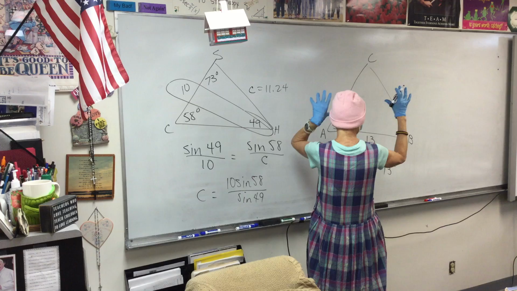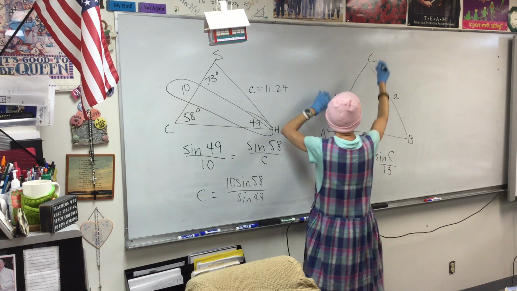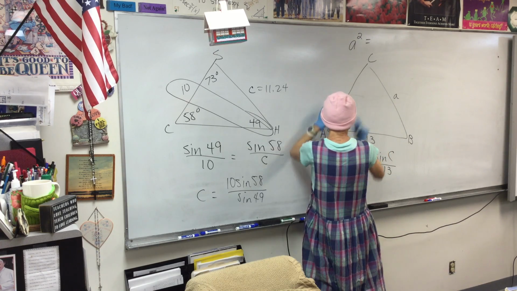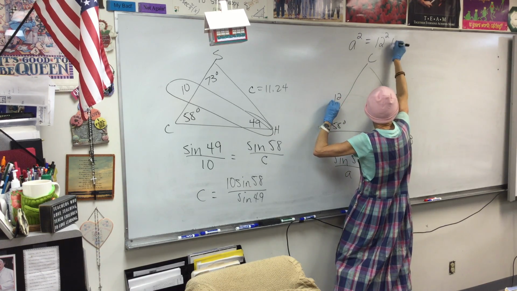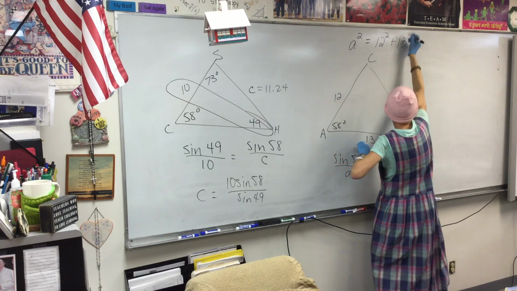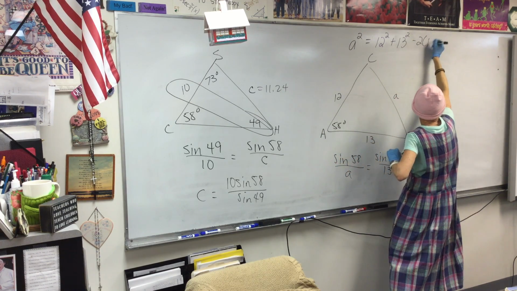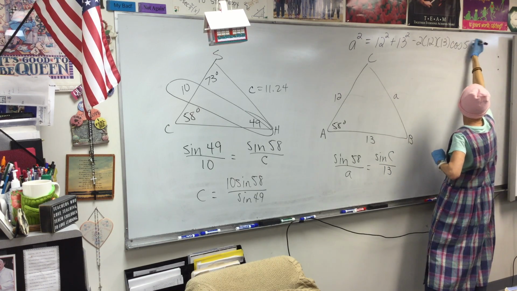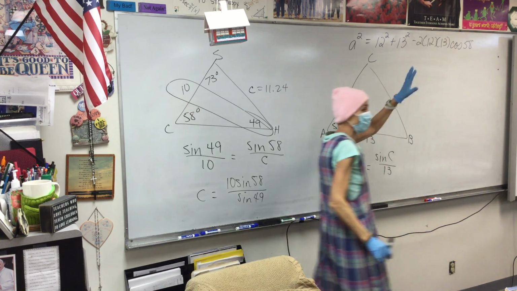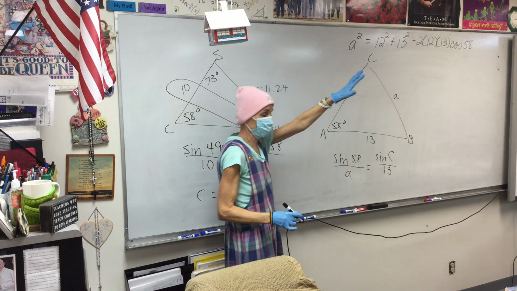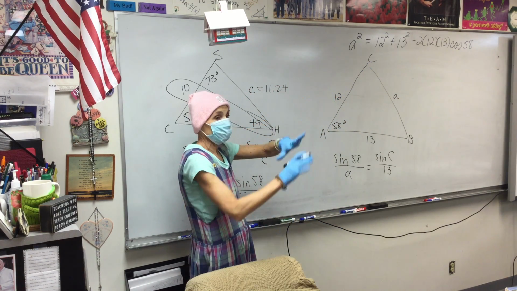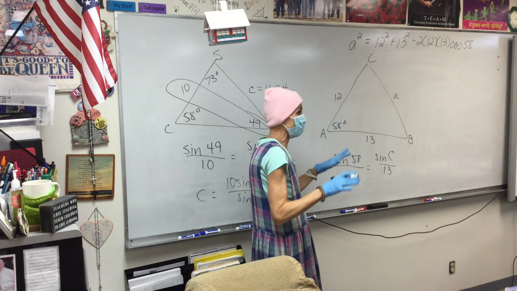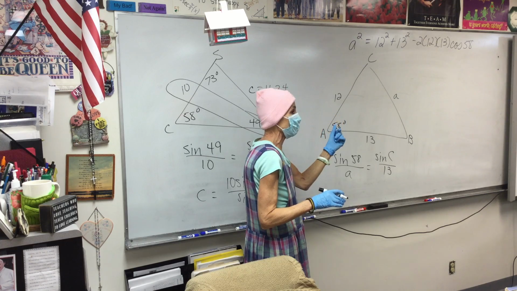The law of cosines for this situation is going to look like this. A squared equals 12 squared plus 13 squared minus 2 times 12 times 13 times cosine 58. Now, I know great fear has just entered your heart. Okay? Do not panic. You're going to be using this by the end of the period. You're going to be using it like this.